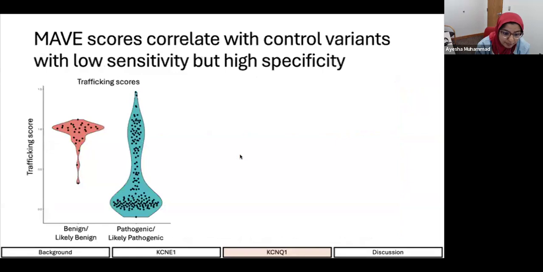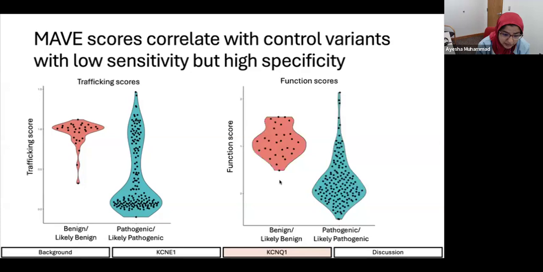Next, we saw that MAVE scores correlate with control variants with low sensitivity but high specificity. So on the x-axis, I have benign and likely benign variants, and pathogenic variants, and on the y-axis, I have trafficking scores. You'll notice that most of the benign variants sort of congregate at a trafficking score of around 1, whereas most of the pathogenic variants congregate at a trafficking score of around 0. This trend looks a little tighter in some ways when looking at function scores.